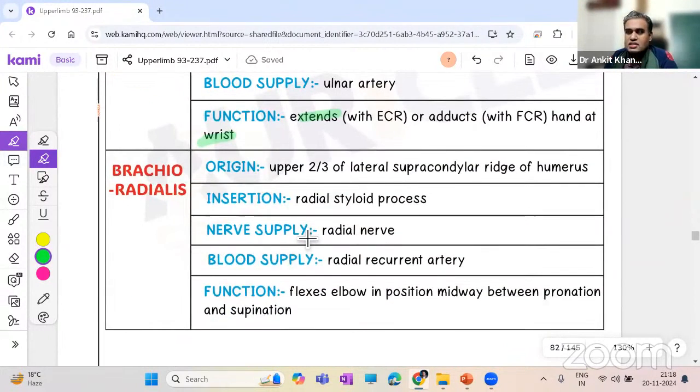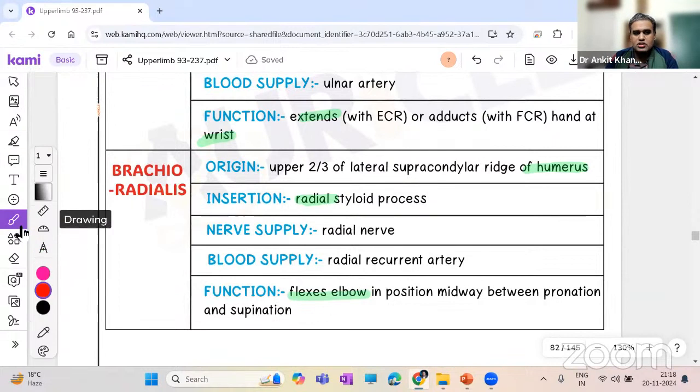Will it cross the wrist? No. Where does it insert? Into the radius. It comes from the humerus. So which joint does it cross? Does it cross the wrist? No. Will it do pronation? No. Supination? No. What will it do? It slightly helps in flexion at the elbow. It flexes the elbow. It is one of the rare muscles.